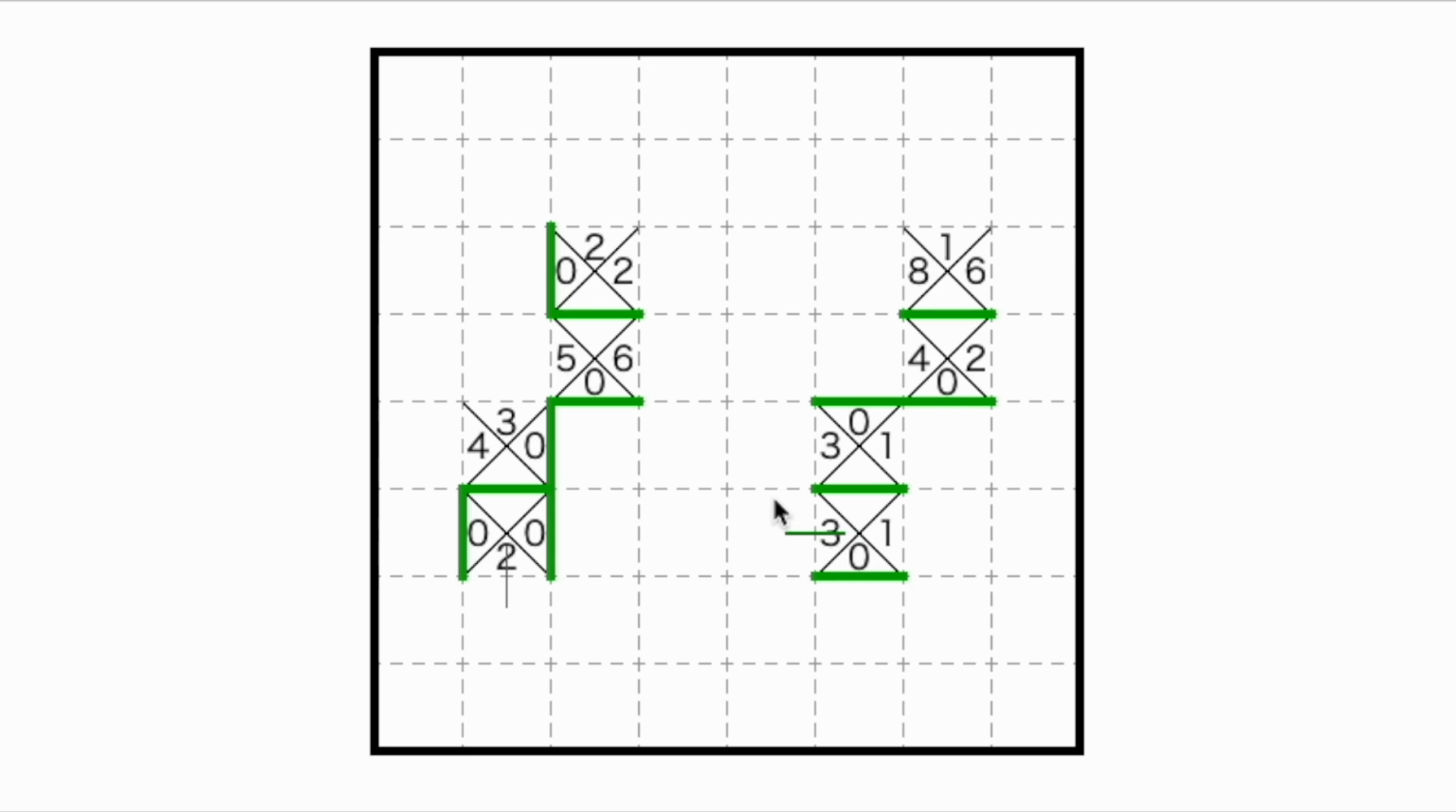Let's see. What about this one that we tried to give as an example? Now, we saw that the example didn't work. Can we prove that there's no way for this 1 to be anything other than extending this direction?